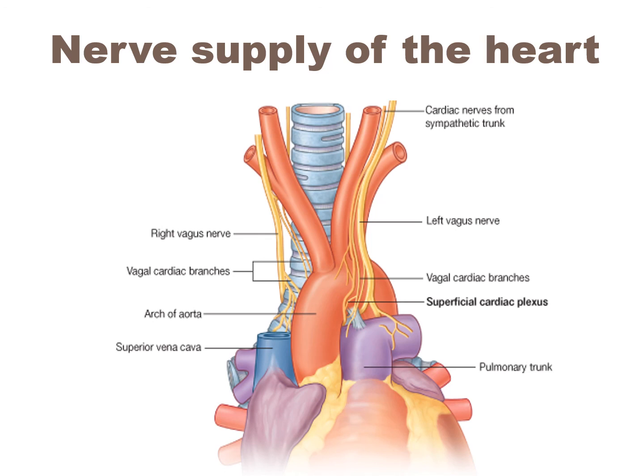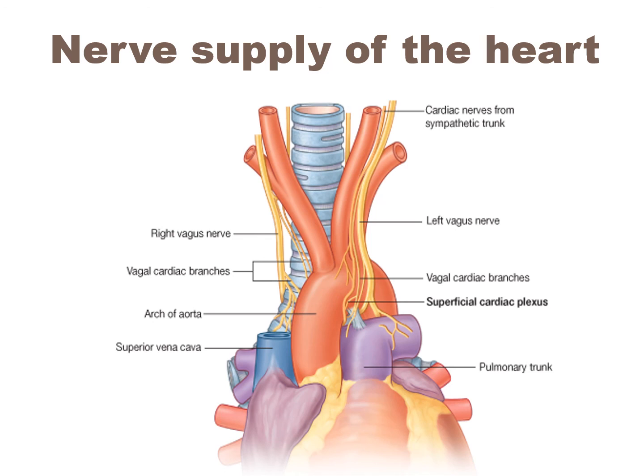It contains a small cardiac ganglion, which forms the cell station of the vagal fibers, and is situated below the arch of the aorta and on the right side of the ligamentum arteriosum. So this is the superficial cardiac plexus. It is formed by the cardiac branch of the superior cervical ganglion of the left sympathetic trunk and by the lower of the two cervical cardiac branches of the left vagus nerve.